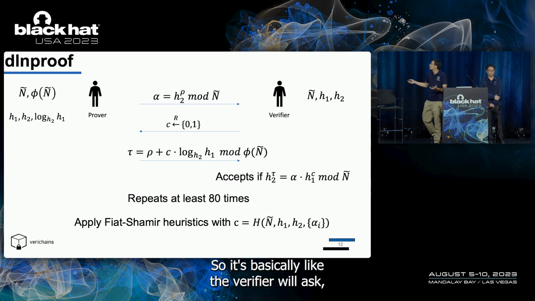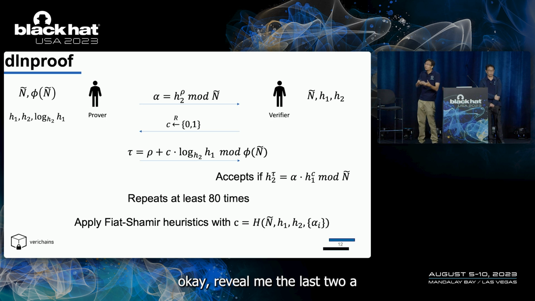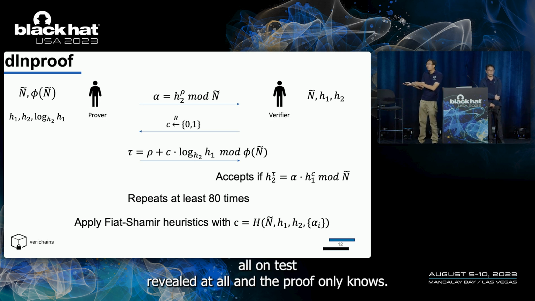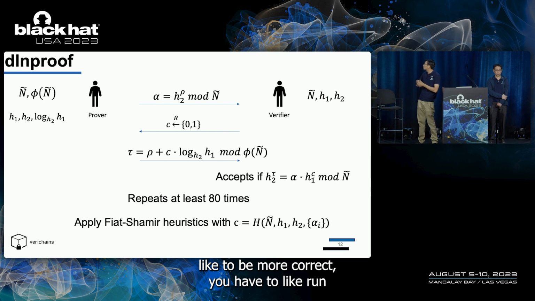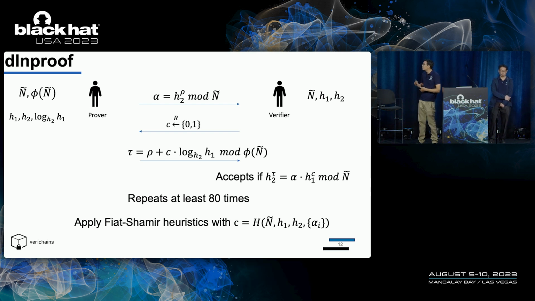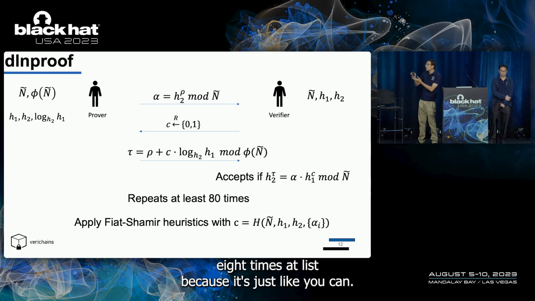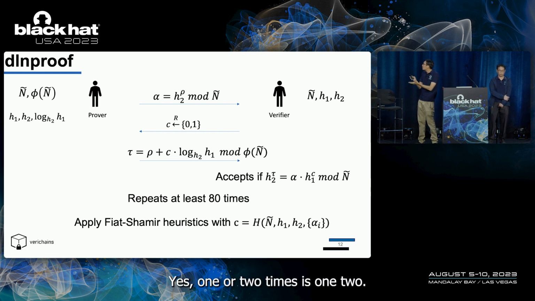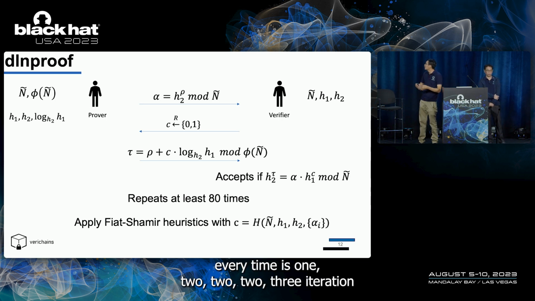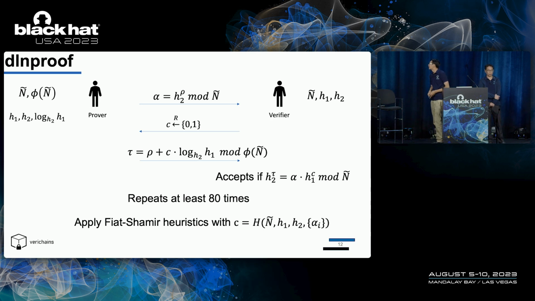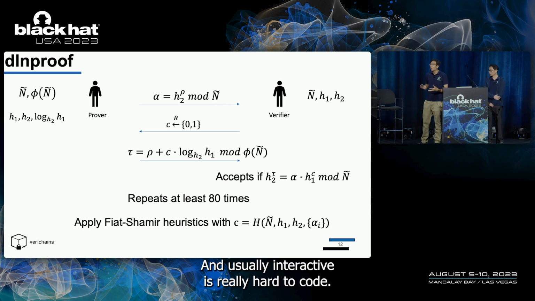So it's basically like the verifier will ask, okay, reveal to me the log to a rho, or just reveal the rho. And the prover will not know. To make this happen, to be more correct, it has to run 80 times at least, because if you can guess 1 or 2 times, it's just 1 in 2. But if we run multiple times, then the probability to guess correctly every time is 1 over 2 to the power of the iterations. And all of this is interactive, and usually interactive is really hard to code.